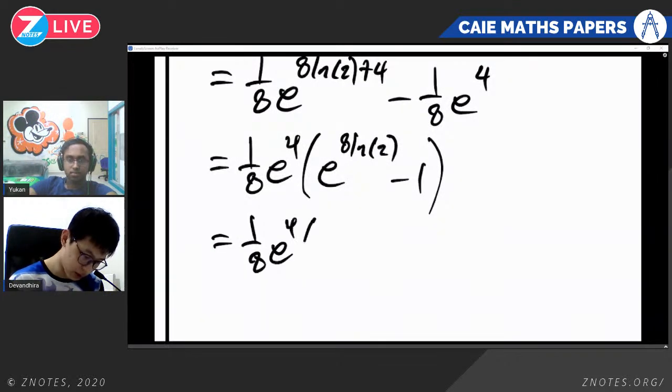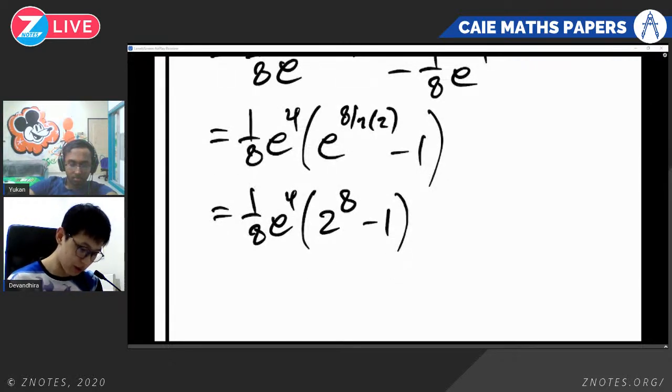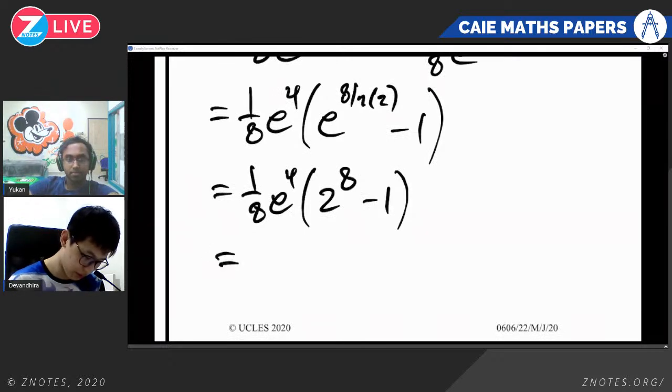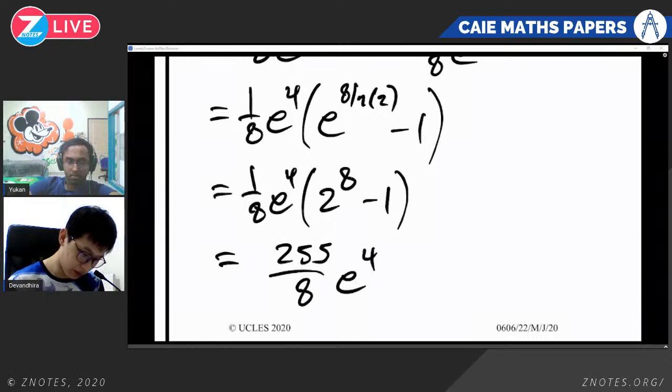Exactly. So we have e to the power of ln of 2 to the power of 8. The e and the ln will cancel, so we're left with what's inside the ln, correct? Is this our final answer after we simplify this? You'll get 255. So we have 255 over 8 e to the power 4.